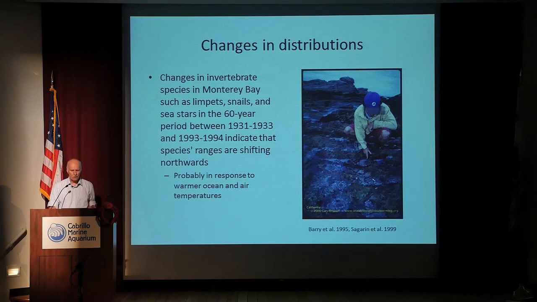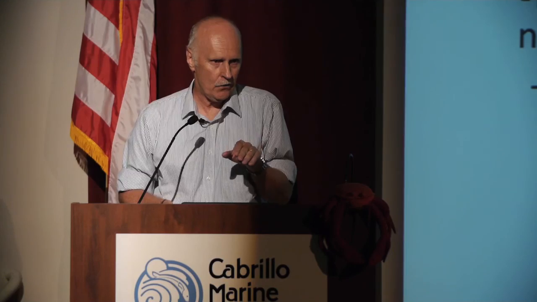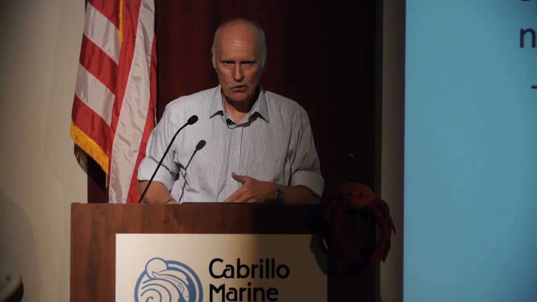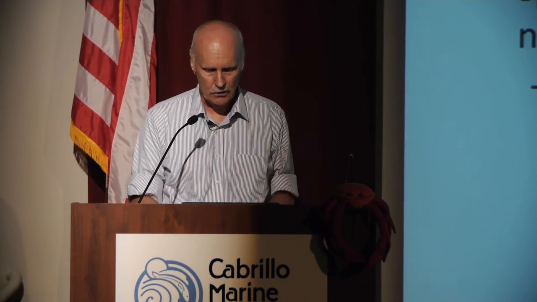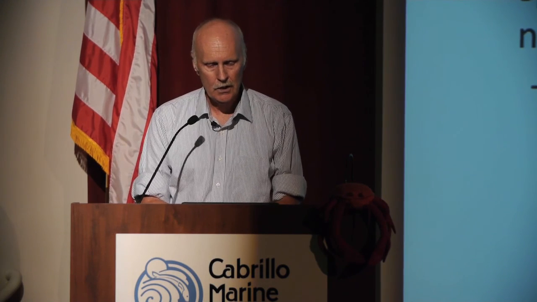And basically what they found was that the more northern species, at the southern end of their range, went down, and the more southern species, at the northern end of their range, went up. So there were shifts consistent with the idea that their distributions are shifting northward. It could lead to either an increase or a decrease in species abundances, but definitely changes in the distributions that they thought were due to the warmer temperatures.